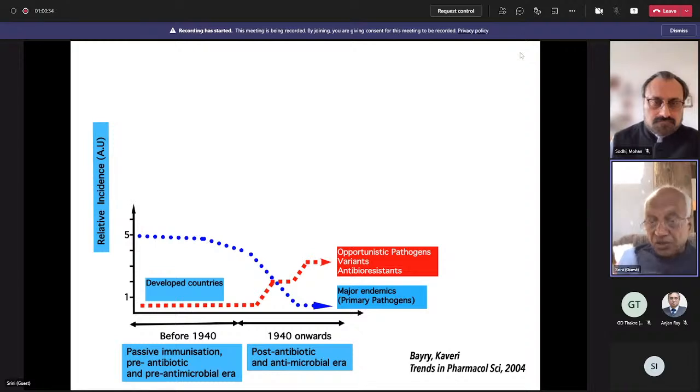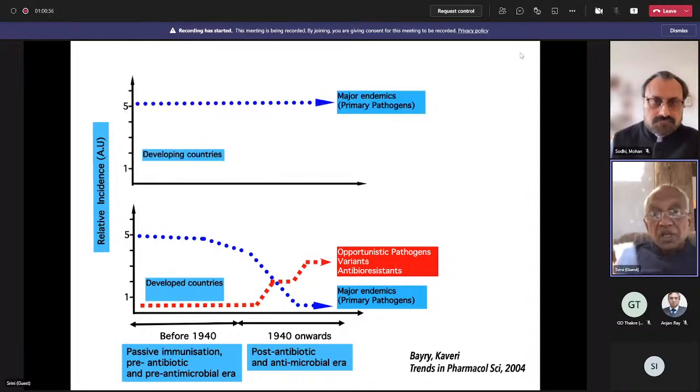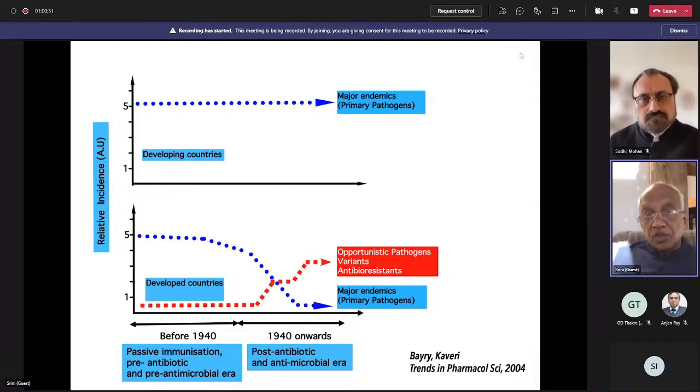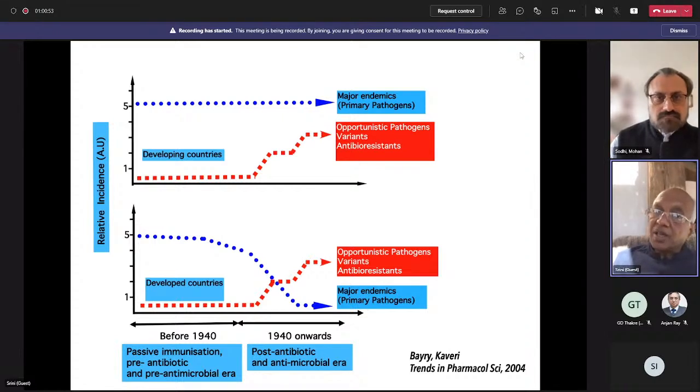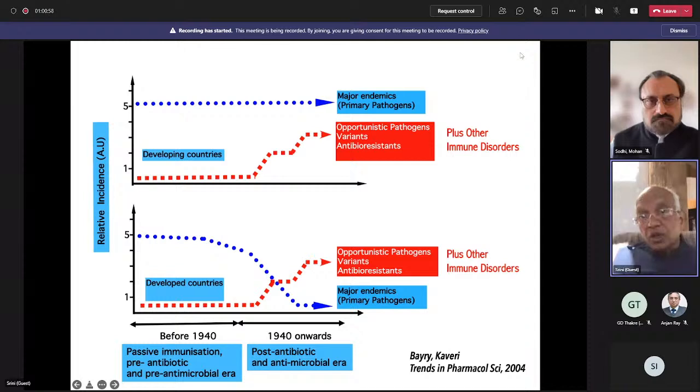So when you abuse antibiotics, then you develop resistance. But that's in rich countries. In poor countries, the major endemics remained because they did not have access to antibiotics and drugs. But those who had the means of using antibiotics made the same mistake as the rich countries, and they ended up with a double bonus: opportunistic pathogens plus all the other immune disorders. This is a dreadful situation we are living in.